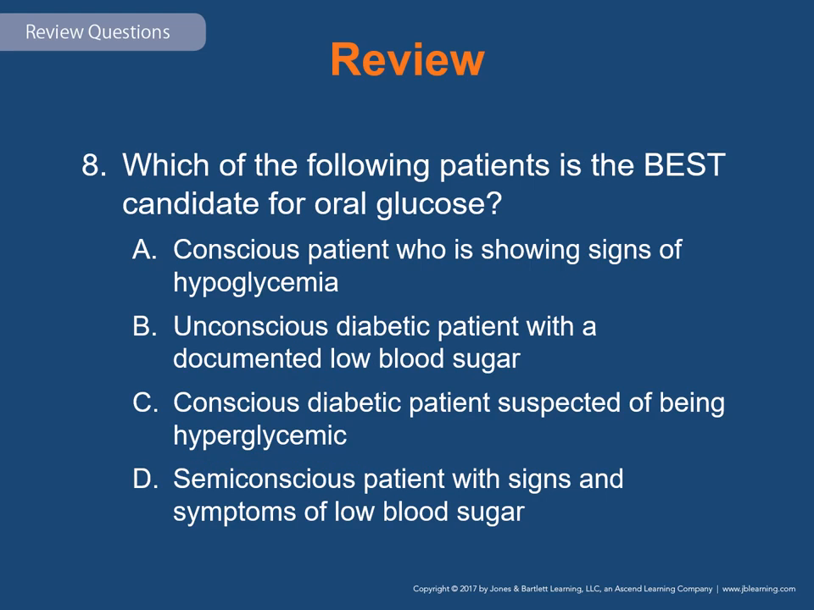8. Which of the following patients is the best candidate for oral glucose? A, a conscious patient who's showing signs of hypoglycemia. B, unconscious diabetic patient with documented low blood sugar. C, conscious diabetic patient suspected of being hyperglycemic. Read your words carefully here. And D, semi-conscious patient with signs and symptoms of low blood sugar.